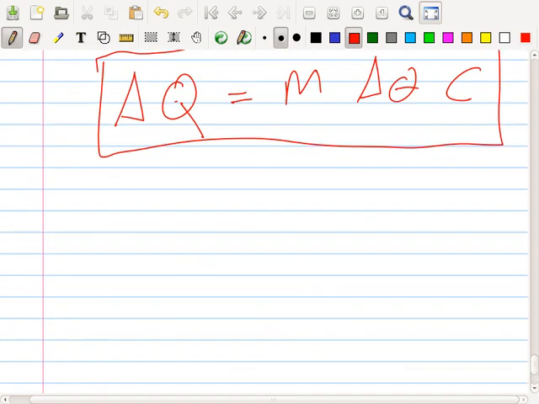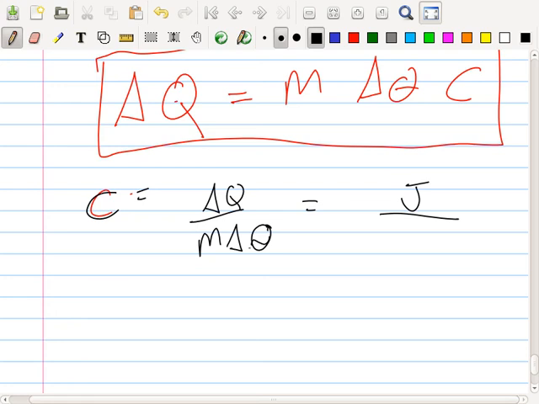Now, I haven't said what the unit is for C. So let's see. C equals delta Q over M delta theta. What is the unit for energy? Joules. Mass, kilograms. And temperature? Kelvin. So there you go, there's the unit for specific heat capacity. It's joules per kilogram Kelvin.